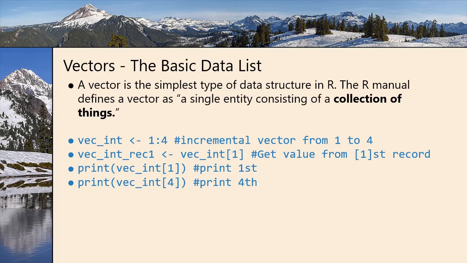Vectors are a very standard data type for R, one of the powerful components of R, because it allows you to store a single entity consisting of a collection of things, typically a collection of integers, numbers, characters, things like that. We can create an integer vector using 1:4, which creates an incremental vector from 1 to 4. We can see a value in that vector using the brackets with 1, which gets the first record, and then we can print the first and fourth record.